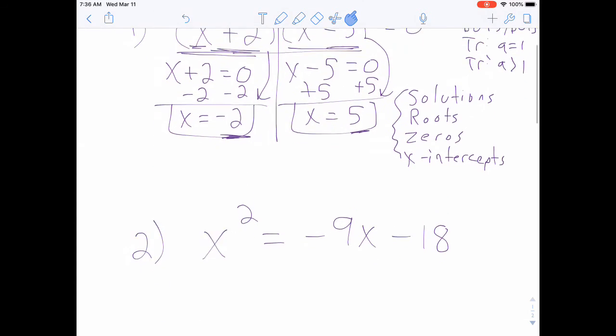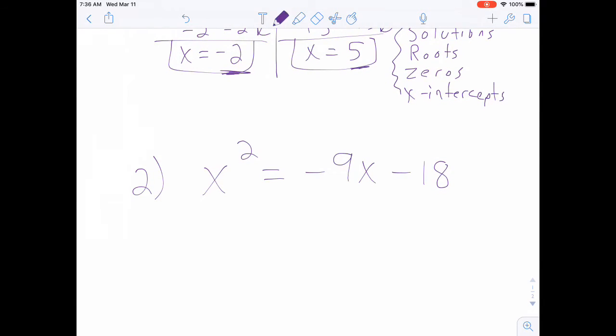Alright, another example down below, we have x squared equals negative 9x minus 18. Now, it's not factored for us. We have to go through a little checklist here. The first checklist item is my x squared term: is it positive? So we have x squared, it's positive here. The next is set equal to 0. The whole thing has to be set equal to 0.